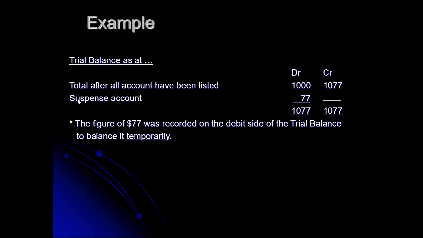So we need to open up a suspense account and add the difference to the lesser side to make the totals equal temporarily. Okay, then we need to locate the errors. Now, in an exam question, the errors will be given to you, so you need to perform the double entry in such a way that the debit balance of 77 eventually becomes a zero balance.